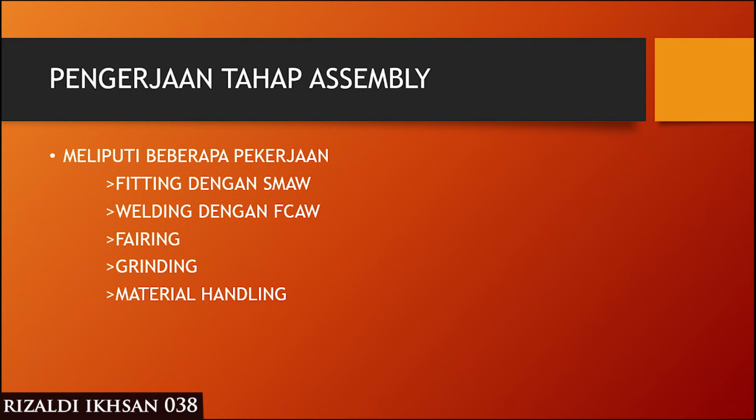First is fitting with SMAW, where the adjustment process of the parts to be joined by welding is performed. Then welding with FCAW is the same welding technique as SMAW, but more convenient if the welding is long or continuous, because the electrodes used are continuous or automatic. Then fairing and grinding, and the last is material handling or moving material.